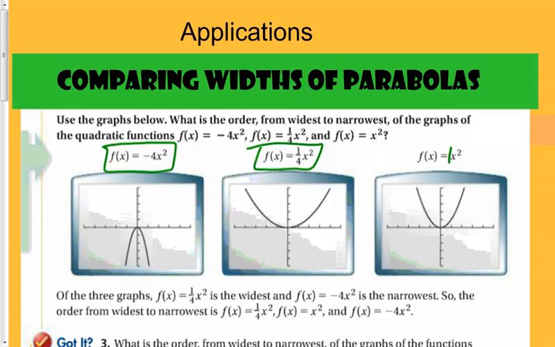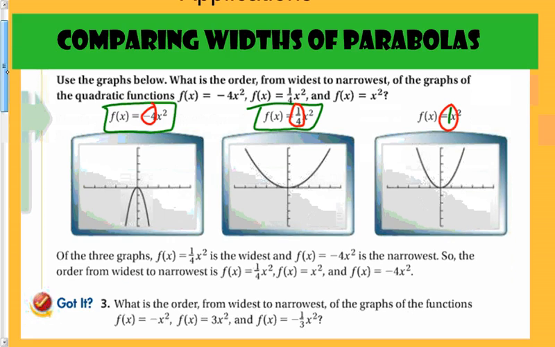So one of the things we talked about a little bit earlier was looking at that coefficient. The smaller the absolute value, so the smallest absolute value is 1/4 there, the wider it's going to be. The bigger the absolute value, the narrower it's going to be because it's going to go up or down faster. The bigger the number, it goes faster.